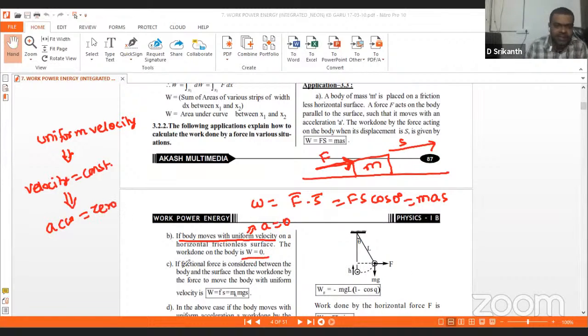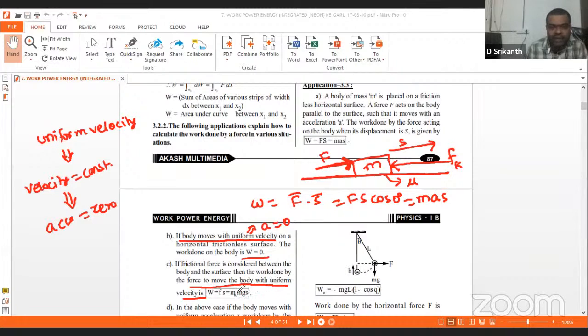Next, if the frictional force is considered, that means we are considering this as a rough surface having a coefficient of friction as mu. Then work done by the force to move the body with uniform velocity. Whenever we apply a force, there will be a frictional force which will act on the body. Then force required to move the body with uniform velocity.